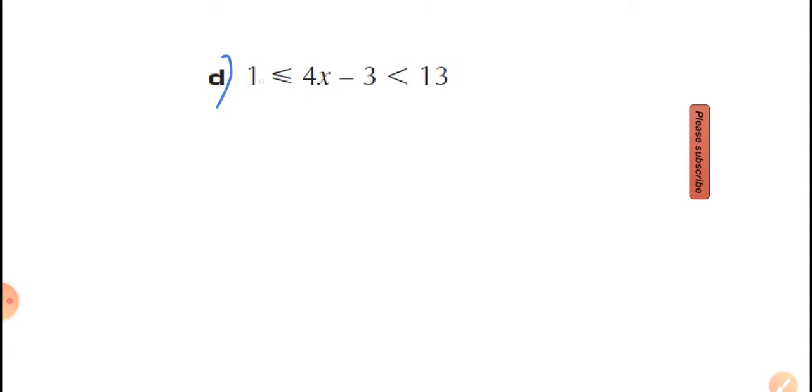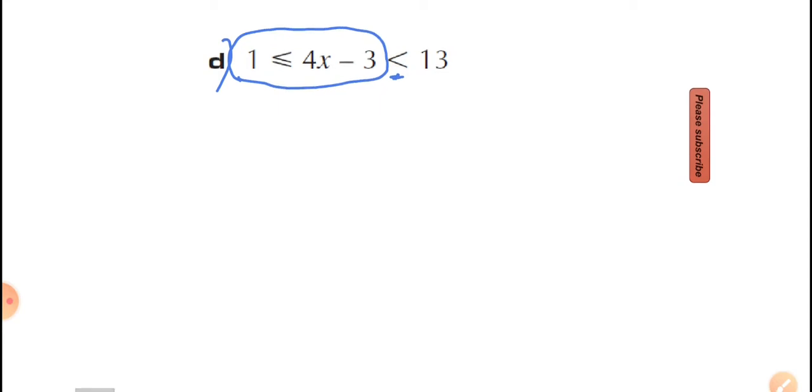Question D, again we'll just look at the left side first. So this bit here, I stopped when I saw this, okay, so that was the left side. So if I copy that down first to make it a bit easier for me to do my working out. So 1 has to be less than or equal to 4x minus 3.